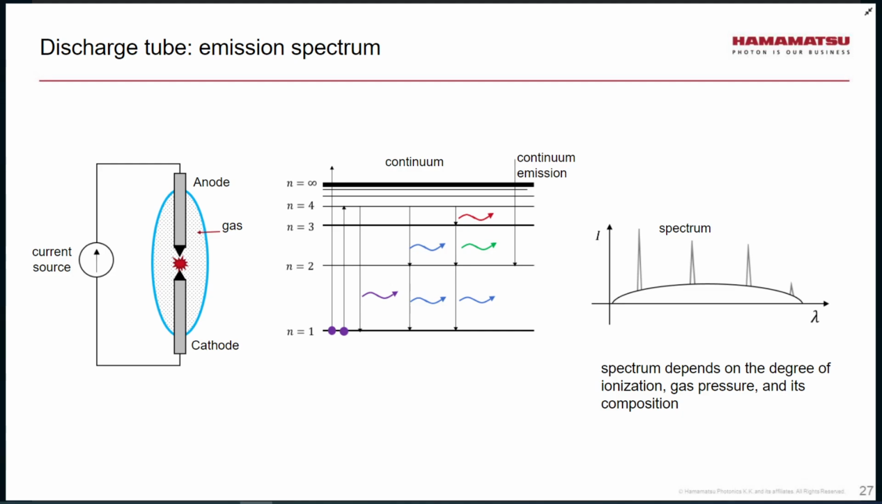There are basically two processes by which you can produce light. One is excitation of electrons from lower energy states to higher, and then subsequent decay back. These transitions are going to give you discrete photons, or photons with discrete wavelengths. So that produces an emission spectrum.